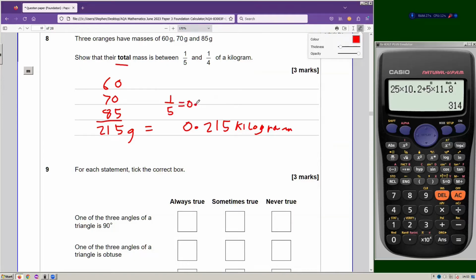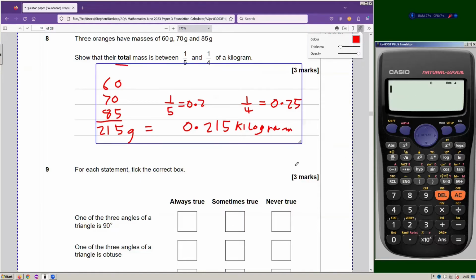We better say 1/5 equals 0.2 and 1/4 equals 0.25. And if you weren't sure how to get these, you can always use your calculator to put the fraction in. I'll do this 1/5 one. Just do this. 1/5. Go equals. It's going to show 1/5. And then hit the SD button. 0.2. Because 0.215 is bigger than 0.2 and smaller than 0.25, which is what they ask us.